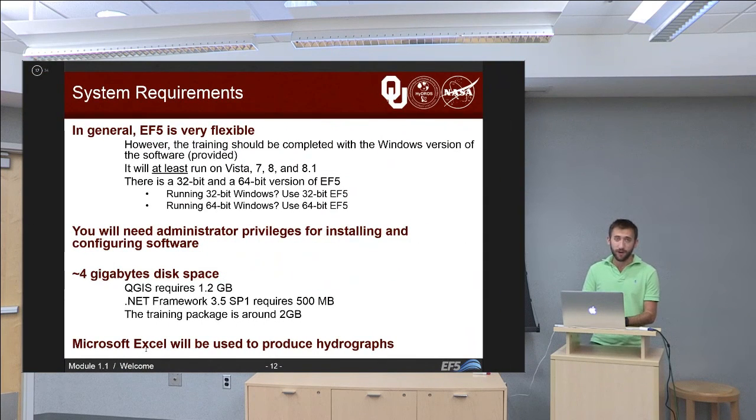Some of the system requirements. EF5 isn't too picky about what your system is like. It can run on almost anything. We've tested it on Windows 7, Windows 8, Windows 8.1, Windows 10. It also should at least run on Windows Vista. Anything older than that, it may still work, but there may be unexpected errors, and we don't support EF5 being used on any Windows versions older than Vista. And again, if you're running 32-bit Windows, you'll want to use the 32-bit version of EF5, and the 64-bit version of EF5 for the 64-bit version of Windows.